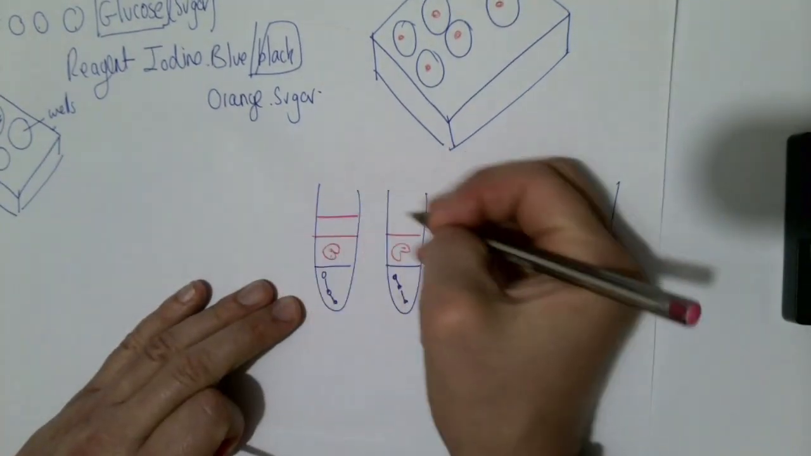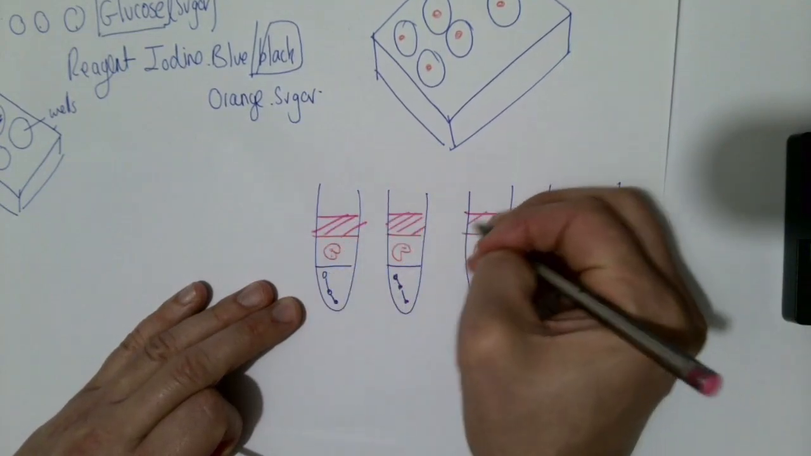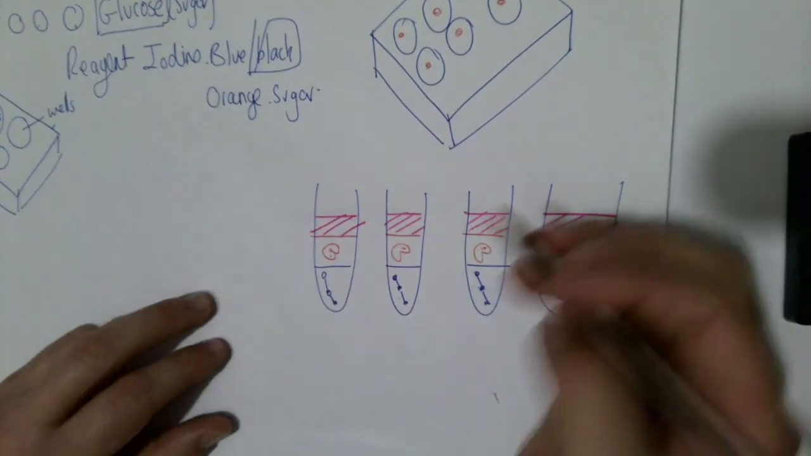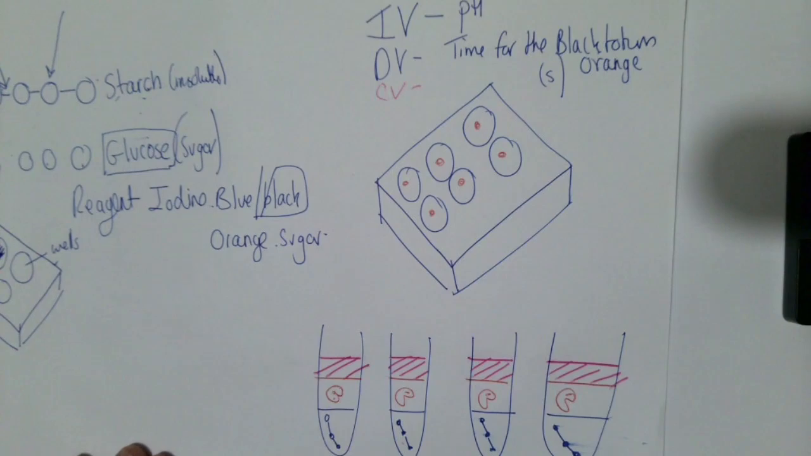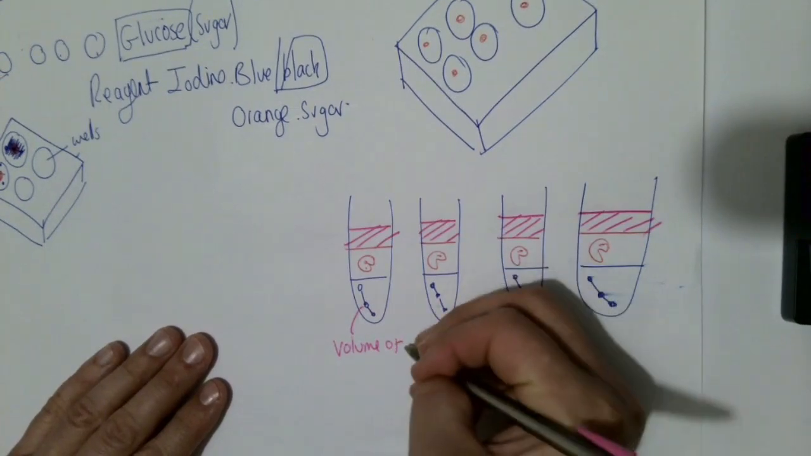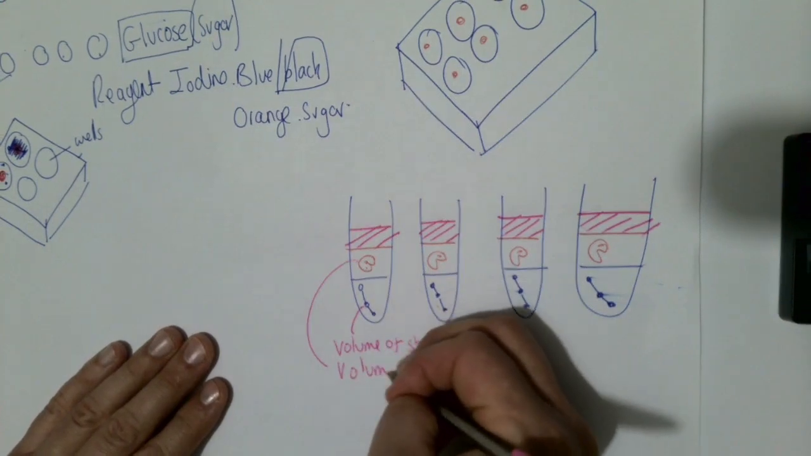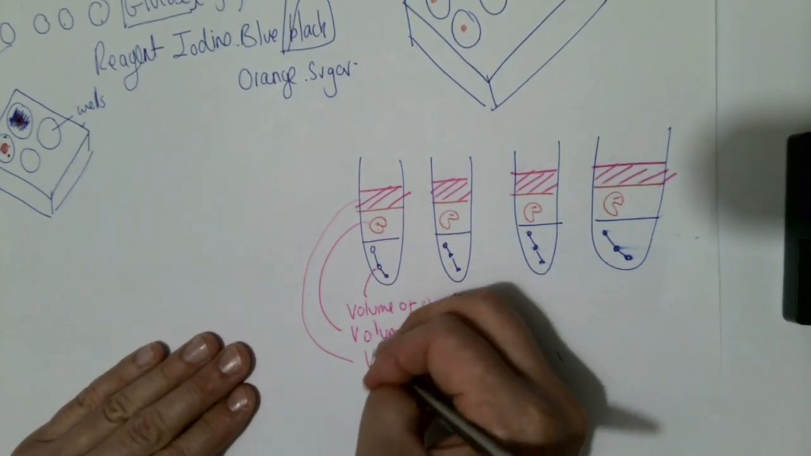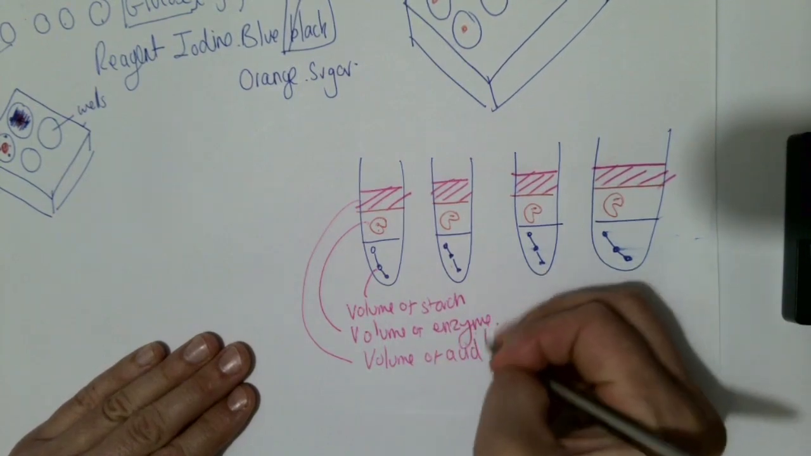So now what we do is we're going to introduce our pH. It's got a funky name called buffer, which is just another way of saying a solution. And because we need to have our control variables, our control variables will be our volume of starch, our volume of enzyme, amylase, and our volume of acid, alkali.